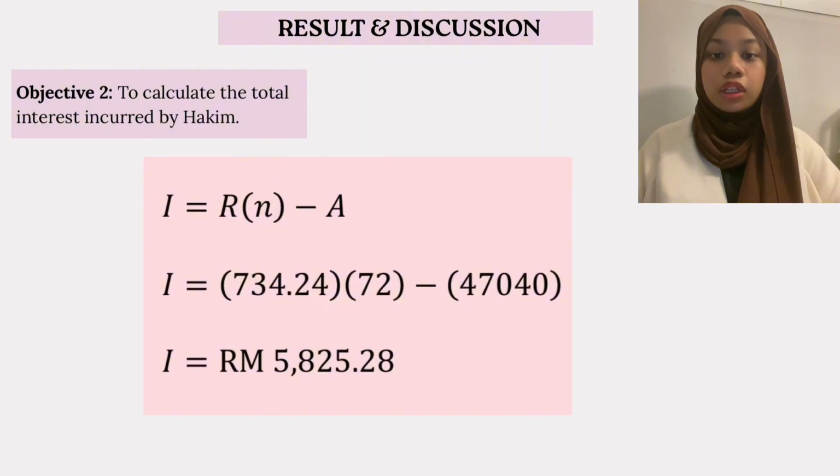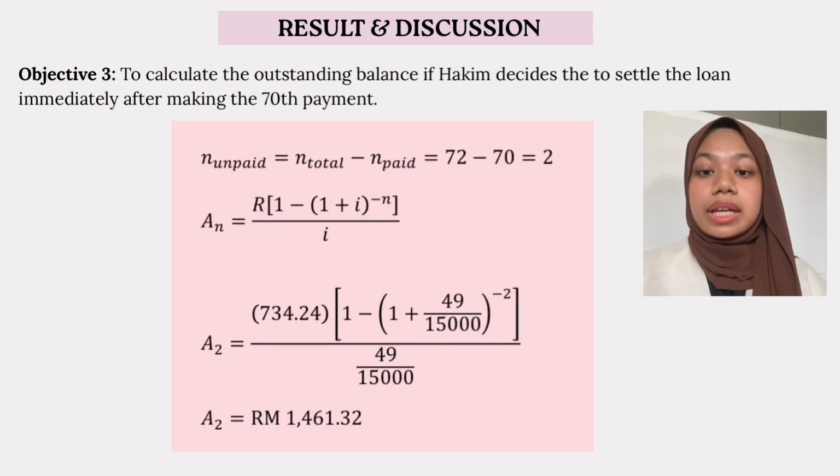To calculate the total interest incurred by Hakim, we use the formula I equals R multiplied by n minus A. So I equals RM734.24 multiplied by 72 minus 47,040 ringgit. The answer of I is RM5,825.28.